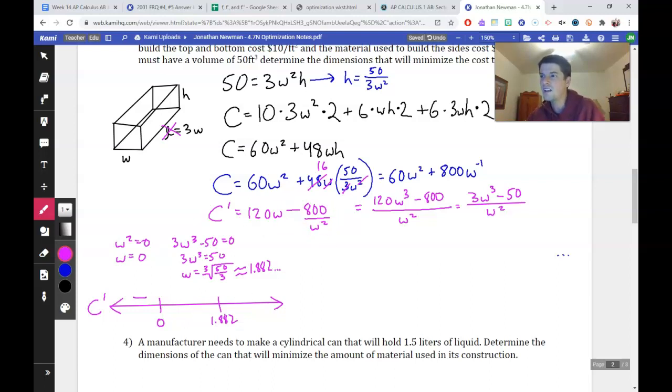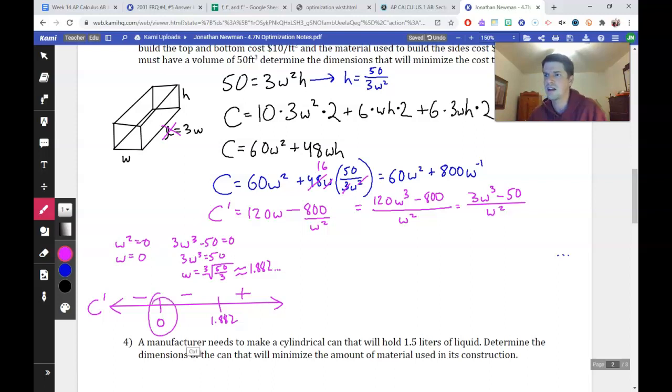If I plug in 1, that's going to be 120 minus 800, also negative. If I plug in a really big number, though, eventually 120w is going to be larger than whatever this is, especially because the bigger the number you plug in, 800 divided by that big number is going to be a smaller number. So this is going to be positive. You can picture like, 10, okay? That's 1,200 minus 8, because 800 over 100. So we get a positive.